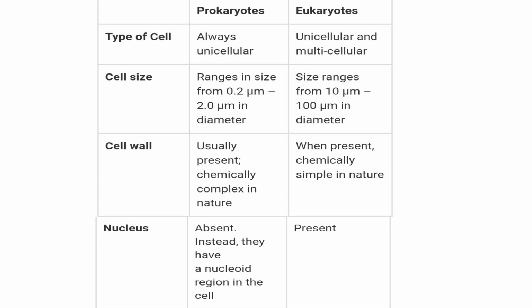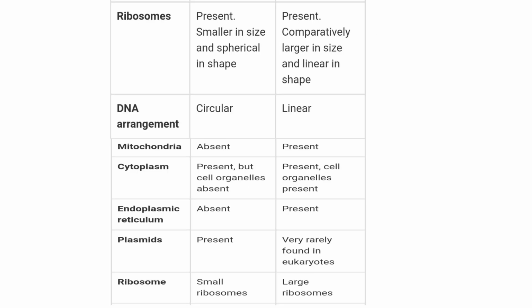Its cell wall. Nucleus is absent in prokaryotes. Instead, they have a nucleoid region in the cell. In eukaryotes, the nucleus is present. Ribosomes are present, smaller in size and spherical in shape in prokaryotes, and in eukaryotes comparatively larger in size and linear in shape. The arrangement of DNA in prokaryotes is circular and in eukaryotes it's linear.